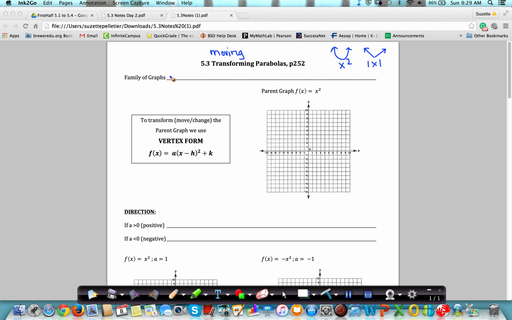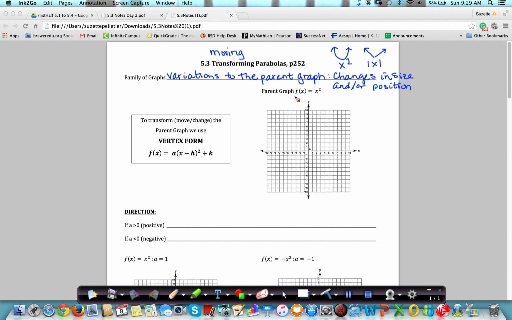So a family of graphs are variations to the parent graph. Okay, variations to the parent graph. So we're taking the parent graph, x squared, and we're going to be moving it up, down, left, and right. How do we make those variations to the parent graph? We do changes in size and or position. Okay, so we're going to move them left, right, up, down, and then we're going to stretch and shrink them. So changes in their size and or in their position.